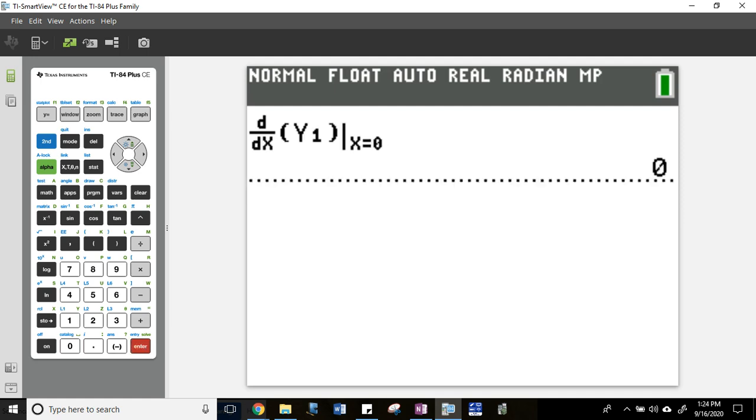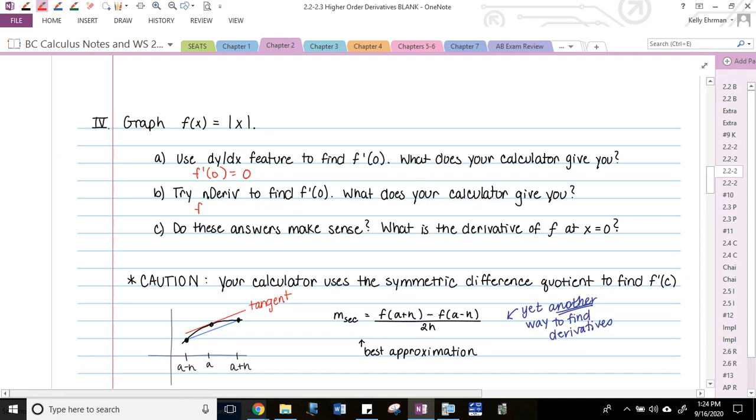It gives us 0. Same false information, right? It's like sabotage. So, do these answers make sense? No. What is the derivative of f of x equals 0? There is no derivative. F prime of 0, no solution.